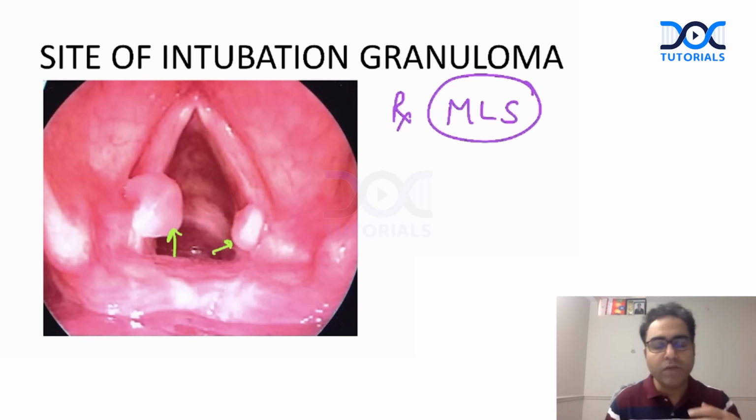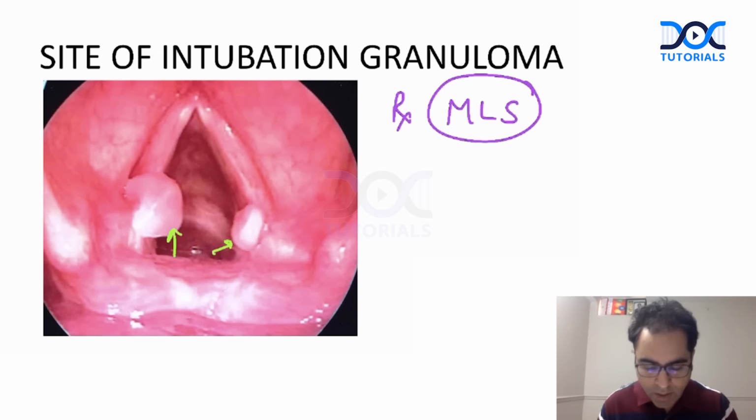So the patient will have a history of some surgery under general anesthesia a couple of weeks back, and general anesthesia needs intubation. After a few weeks, the patient has developed a change in the voice. Think about intubation granuloma in such a scenario, or in an ICU patient because of prolonged intubation.